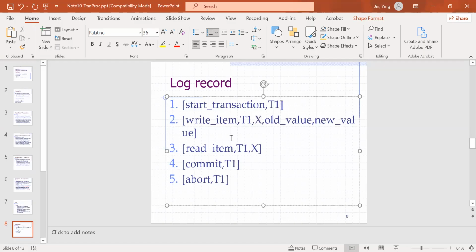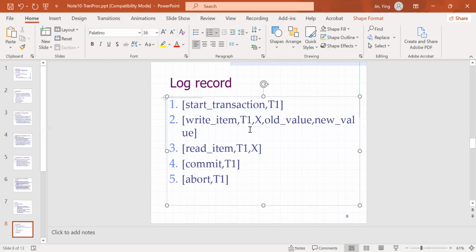For some logging protocols, we may not necessarily keep both. For example, we may only need to keep the new value without the old value. So these are the operations. Then at the end, it is either a commit transaction or an abort transaction. Commit is the successful one. And abort means this is not successful. We have something wrong in the middle, so we abort the transaction. So that's the log record you can see.